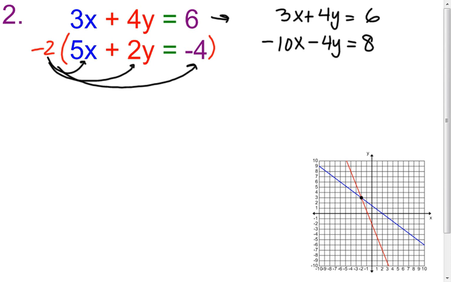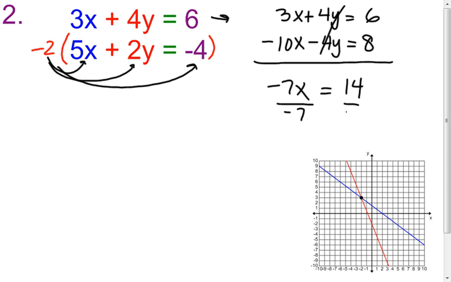Okay, now when you add those two equations together, if you add your x's, you have positive 3x plus negative 10x, which makes negative 7x. When I add my y's, 4y plus negative 4y makes 0. Those drop out, and then 6 plus 8 makes 14. Now I've only got one variable in there, which is x, and it makes it much easier to solve. So I will now divide by negative 7, and I have x equals negative 2.